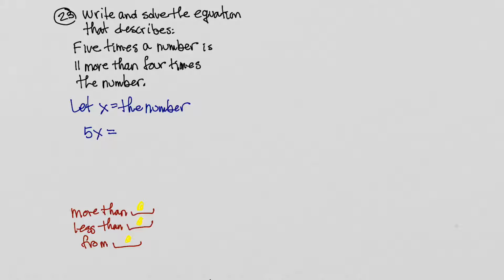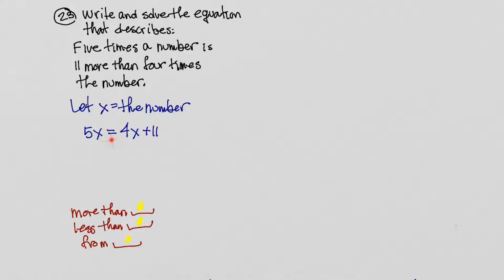So let's apply that up here. This says you have 11 more than, here's where we start, right afterwards. More than, whatever comes afterwards, that's where you start. So you have 11 more than, what? 4 times the number. So 4 times the number, but we've got 11 more than that. So we're going to add 11. There's our equation. Now we've got the equation, let's go ahead and solve it.